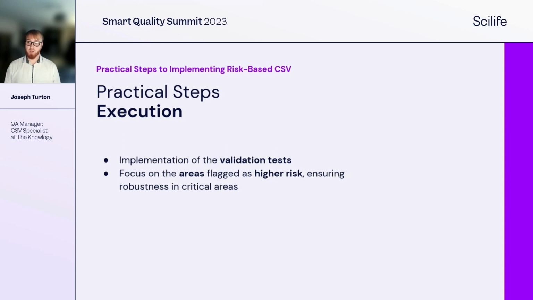As we put our validation tests into action, our primary focus remains on the high risk areas. This is where our earlier efforts in classification and assessment bear fruit. By concentrating our efforts on the critical zones, we ensure that our systems are robust where they need to be, and safeguard product quality and patient safety. The thing to remember when executing the validation is to document your testing correctly and treat it like trial or study data.